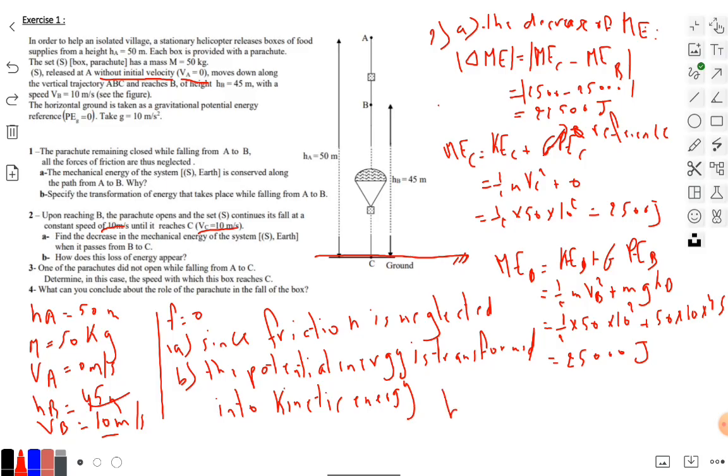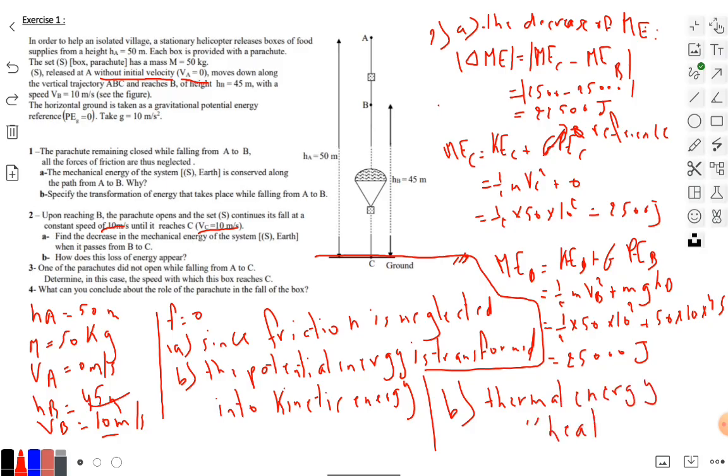Part B. How does this loss of energy appear? This loss appeared in the form of thermal energy, or heat.